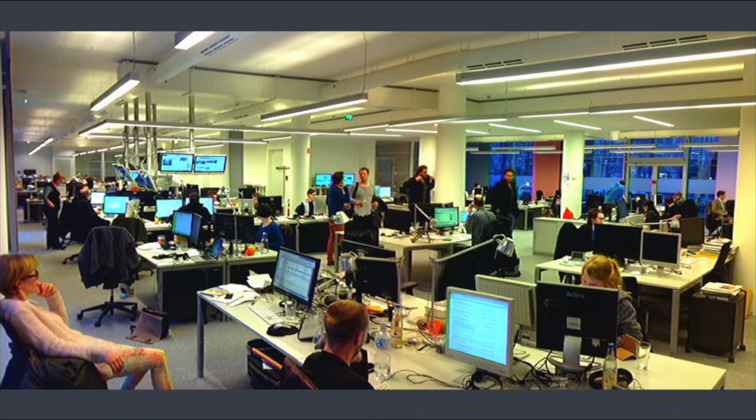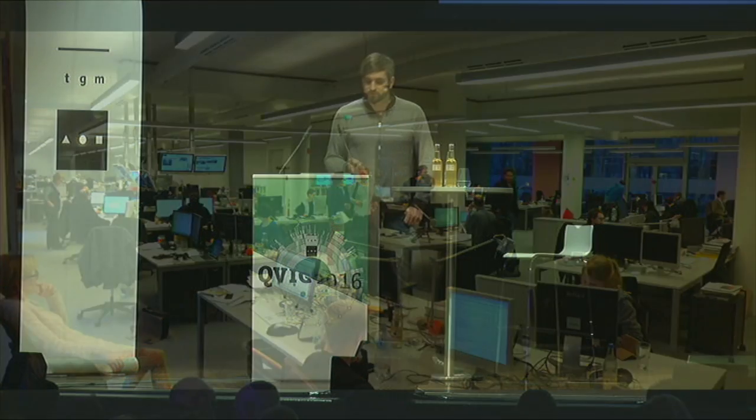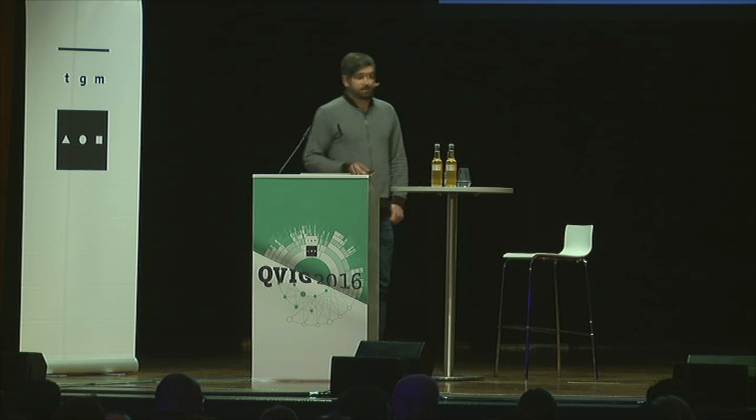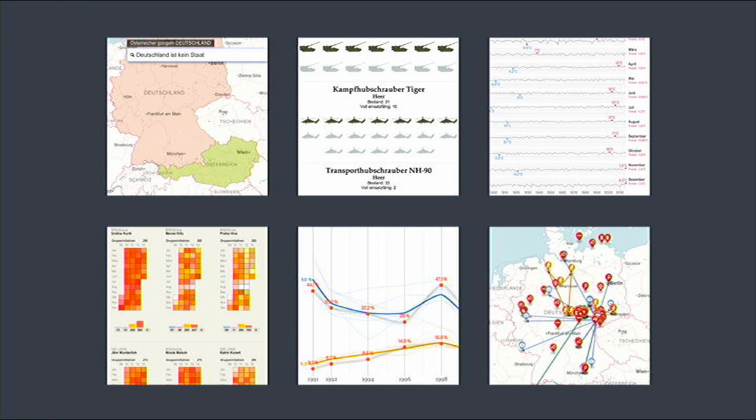At ZEIT Online, we love to tell stories not only with text, but also with other visual elements like good photography or videos or charts and diagrams. The team Interactive is there to help telling stories with infographics. The team is available to the whole editorial office, which means that we work very closely together with editors from all departments, so we work on many different topics.